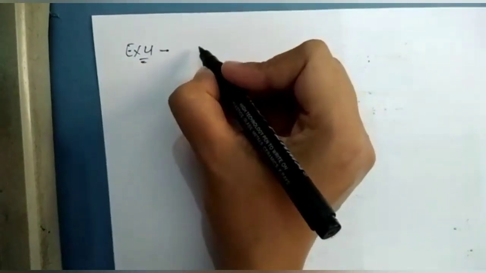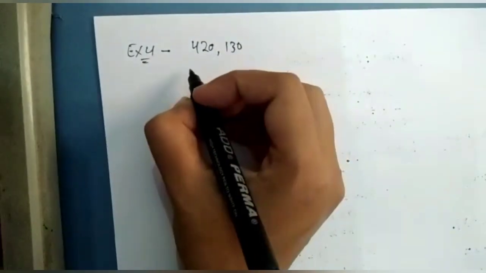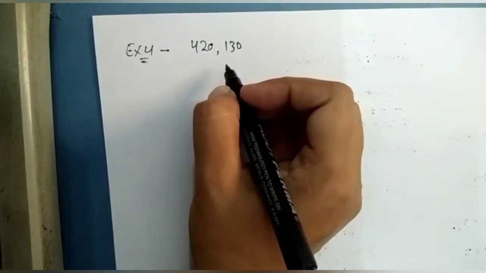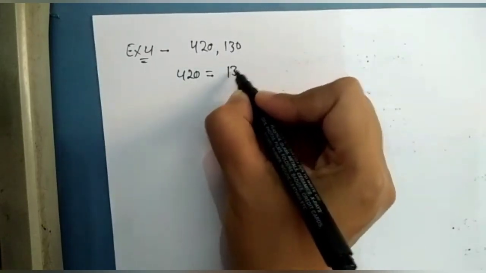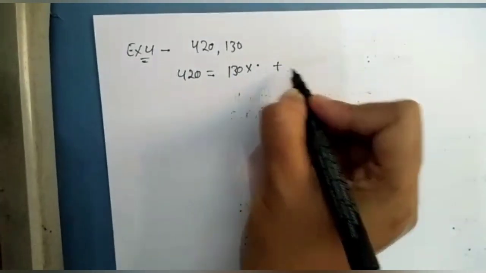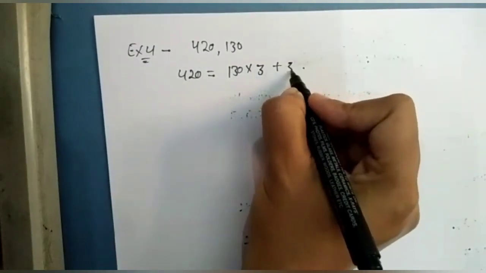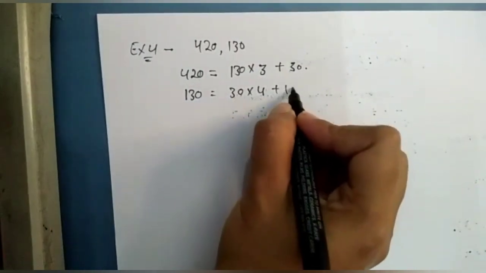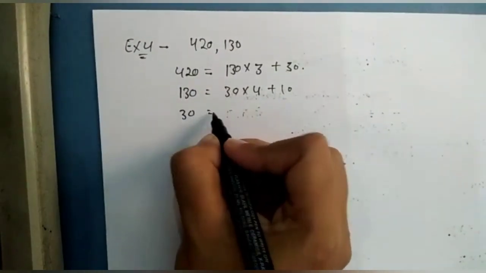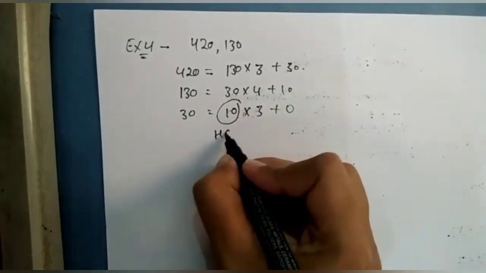Now our next question is example number 4. We have to find the HCF of 420 and 130. We can do the question on the basis of Euclid division lemma. Now 420 is a, that is equal to b, that is 130, into quotient plus remainder. 130 3s are 390, plus 30 should be here. Now 130 is equal to 30 4s are 120 plus 10. Now 30 is equal to 10 into 3 plus 0. Now 10 will be your HCF.